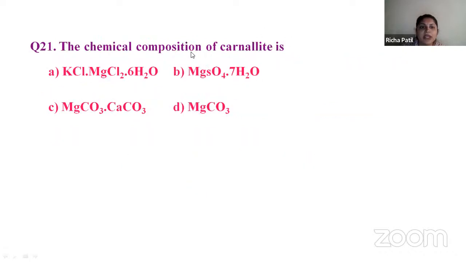The chemical composition of carnallite is KCl, A, KCl.MgCl2.6 water molecules. It is a soft white halide mineral, which is hydrated potassium chloride and magnesium chloride, having this particular formula. So the chemical composition of carnallite is potassium chloride, magnesium chloride, 6H2O. So this is the formula.